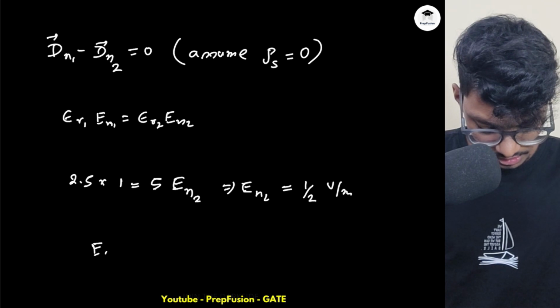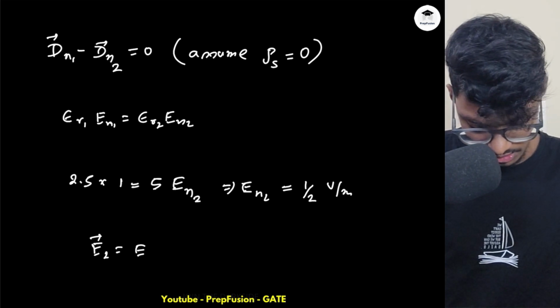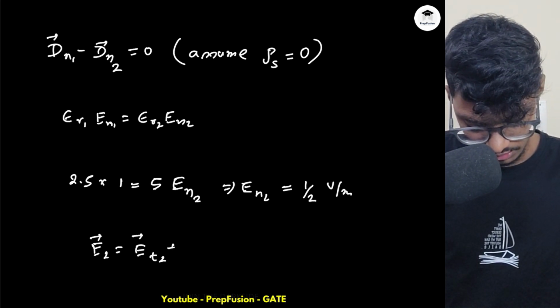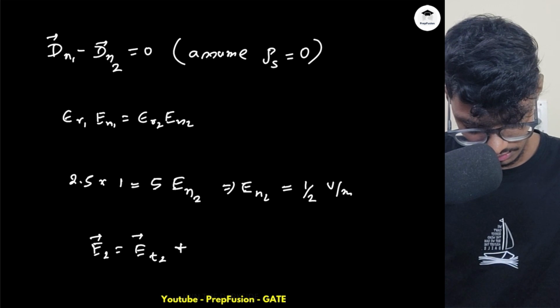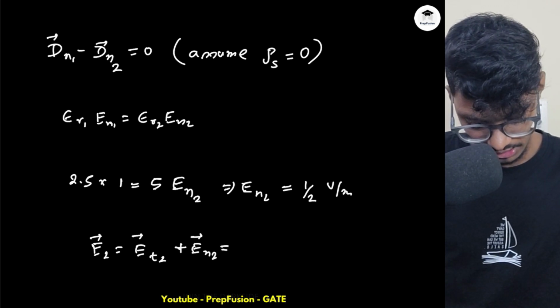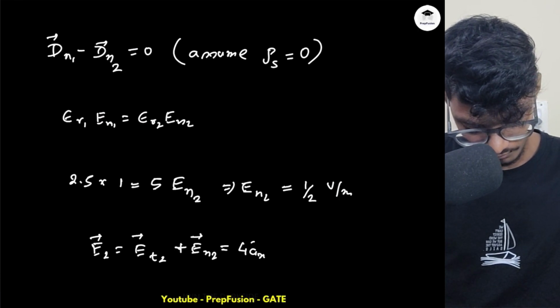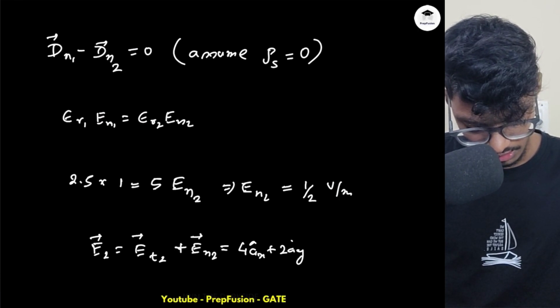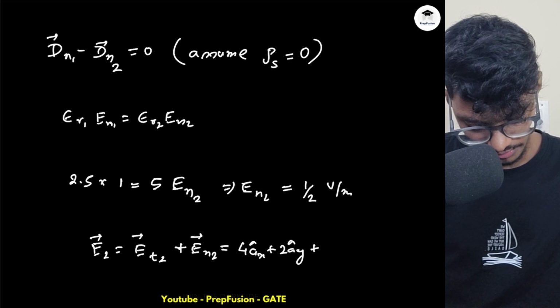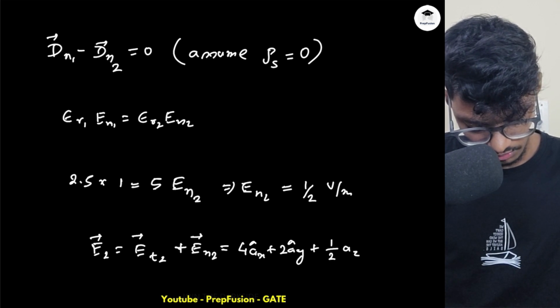So overall my E2 vector will be ET2 vector plus En2 vector. So what is the ET2 vector? ET2 vector is this, right? 4 ax cap plus 2 ay cap, and the En2 vector will be 1 by 2 az cap.